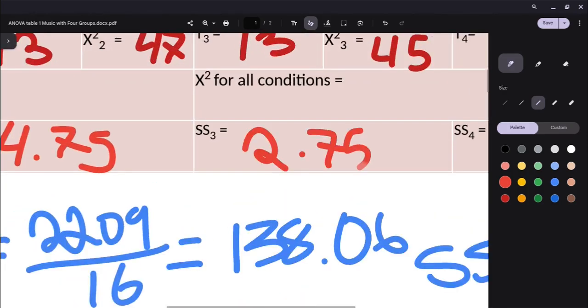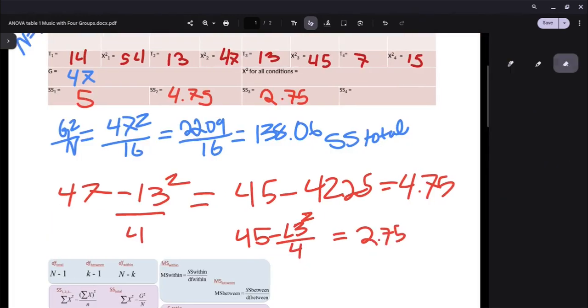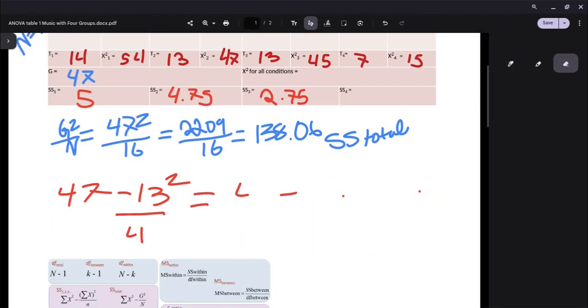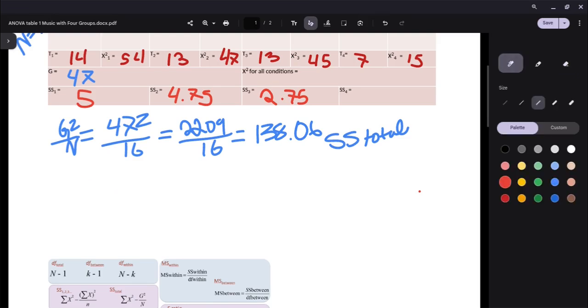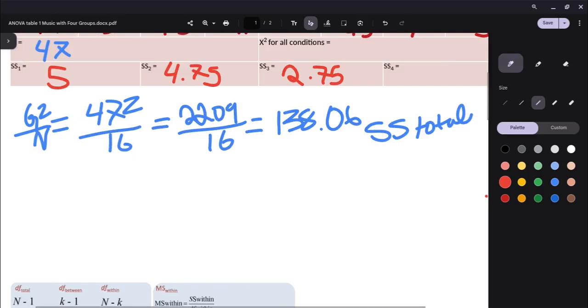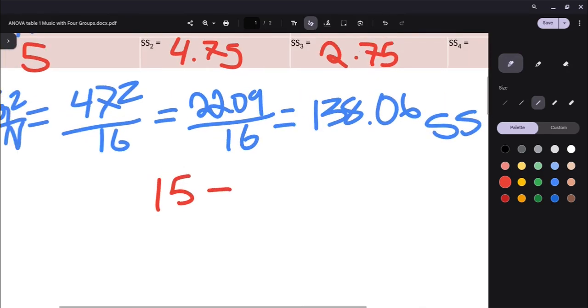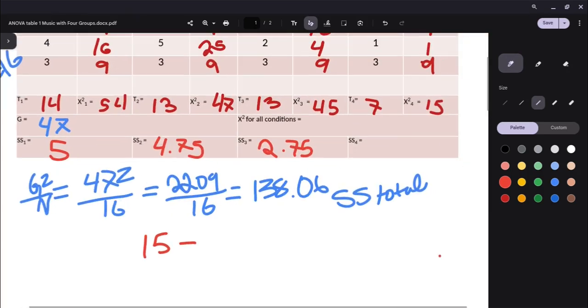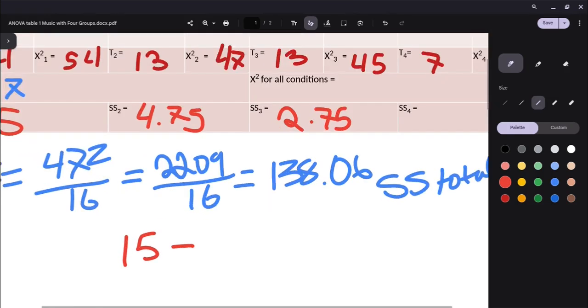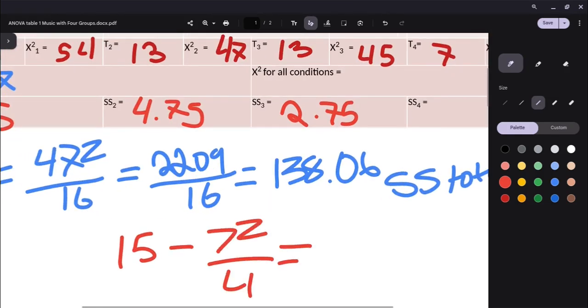And then we got one last one to go, and that'll be our SS4, which should be our sum of x squared, which up there is 15. So 15 minus 7. Yeah, the T4 is 7. So 7 squared over 4. That'll be 2.75 again.